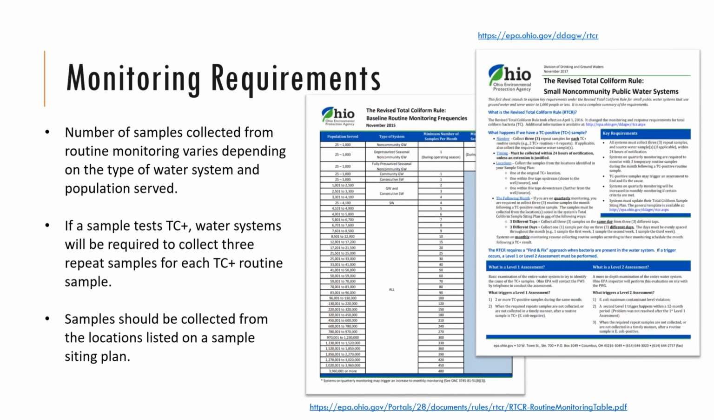Now, I would like to mention that the minimum number of samples required per month is a minimal number. Many organizations recommend that you collect more than the minimal samples required to get a better idea of the water quality of the distribution system. And I'll be talking about this more when we go over the sample siting plan.